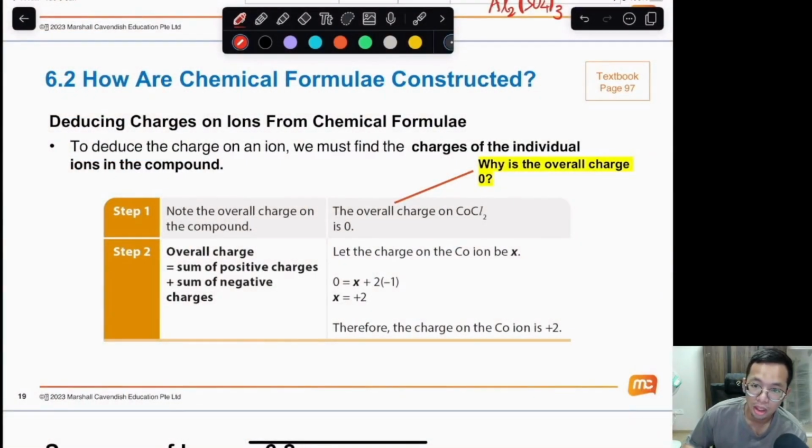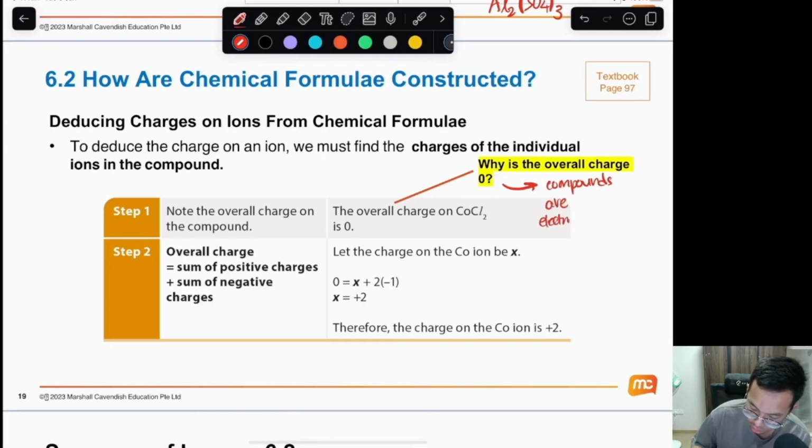So we want to deduce the charges on ions from the chemical formula. Why is the overall charge 0? Remember, compounds are electrically neutral. It means their overall charge is 0. When their overall charge is 0, it means all the ions cancel each other out completely. From there you can find out the charge of an unknown ion.